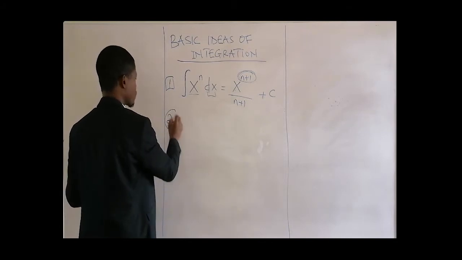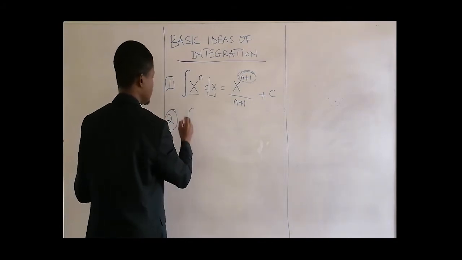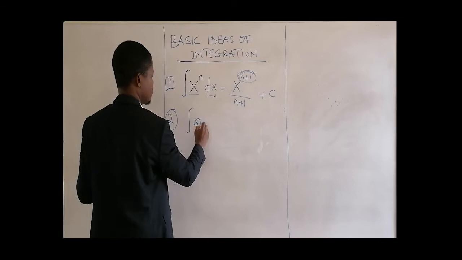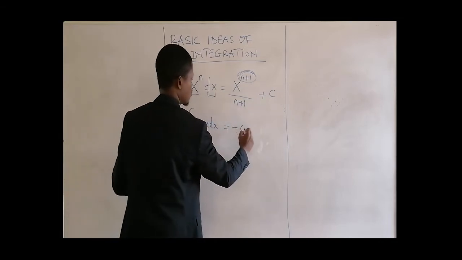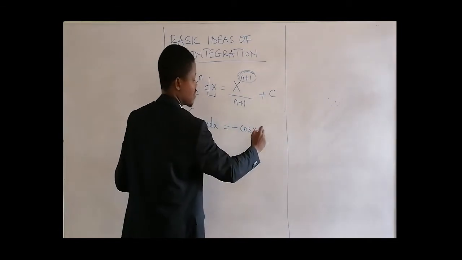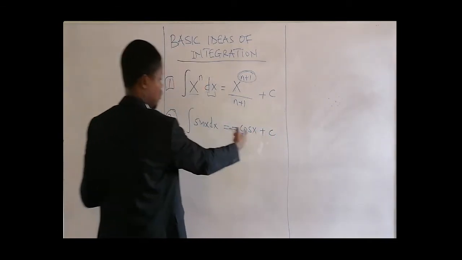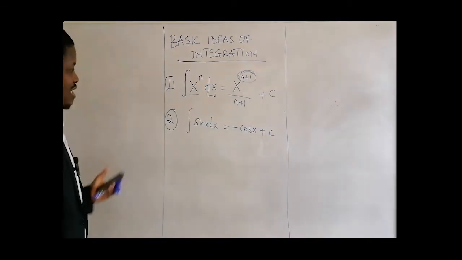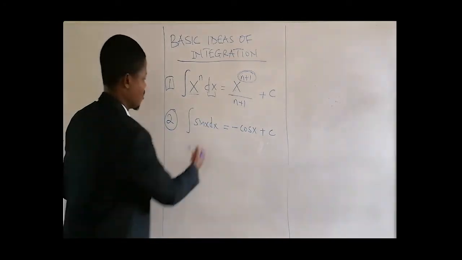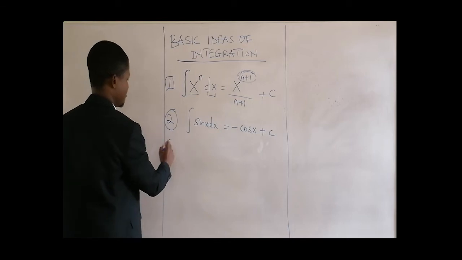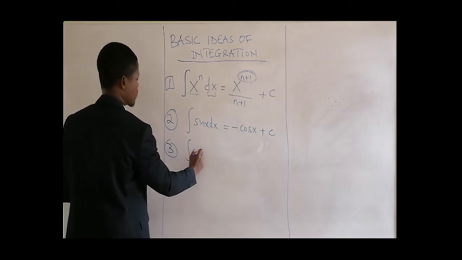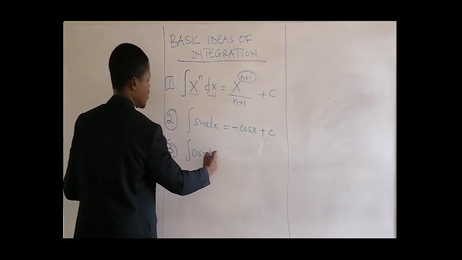Number 2, the integral of sin x dx is equal to what? Minus cos x. Then you put the constant of integration. I've shown this one on the short, I've shown it not quite long. We got sine to cos. Then another one again is the integral of cos x dx gives us what?